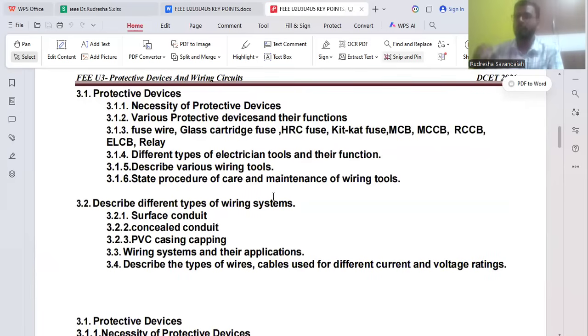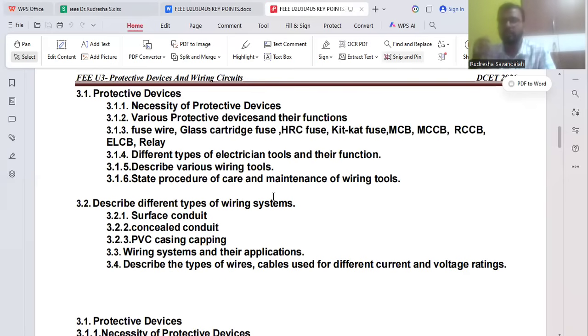Next, I am talking about protective devices. What are protective devices in electricity? Electricity is one of the energies that, when you touch it, immediately sparks out in electrical shocks. The main reason you want good protective devices is safety. Necessity of protective devices, various protective devices and their functions.